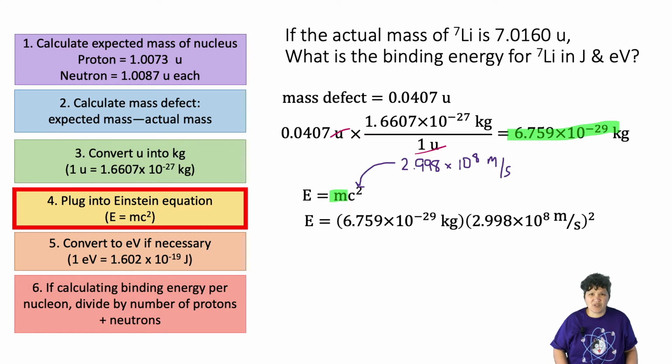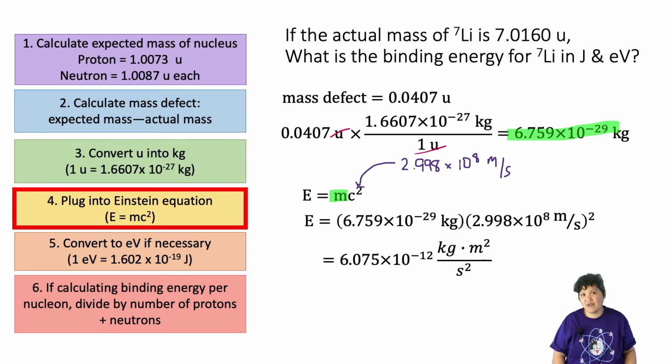So let's plug those numbers into our calculator, and we get 6.075 times 10 to the minus 12th kilograms meters squared per second squared. Now those units may look a little weird, at least until you realize that a kilogram meter squared per second squared is the definition of a joule. That's why we converted to kilograms early on, so we would end up with energy units in joules.